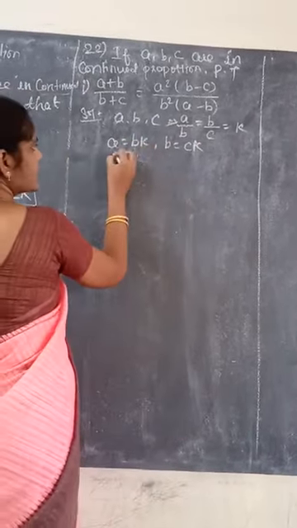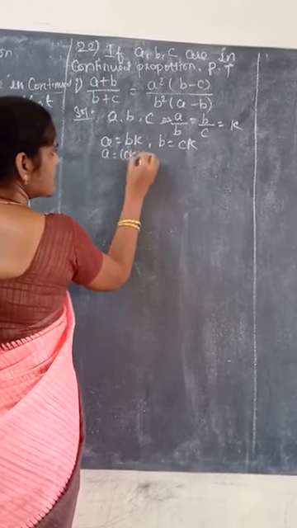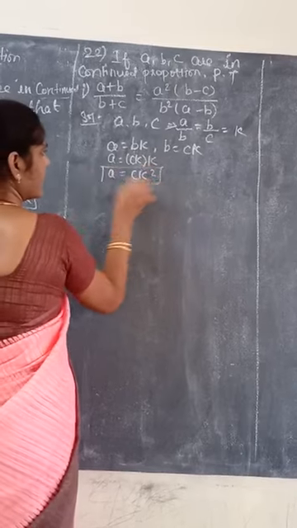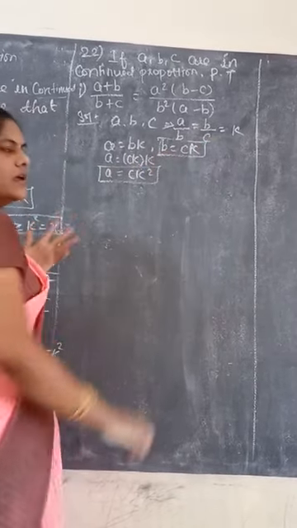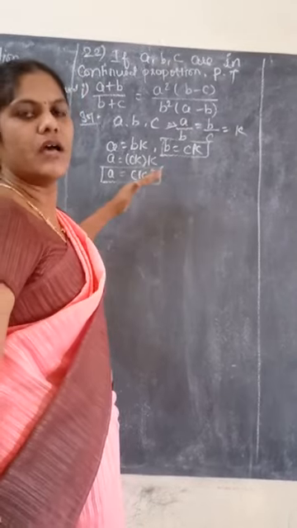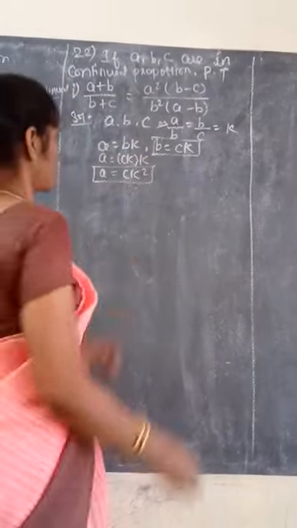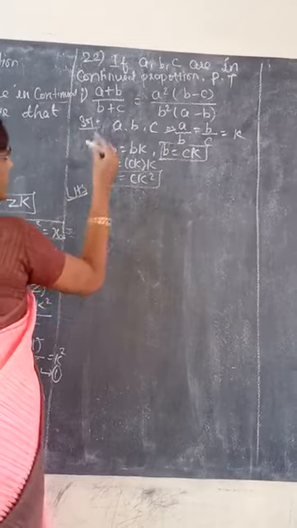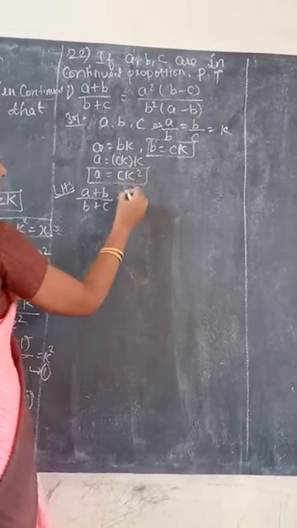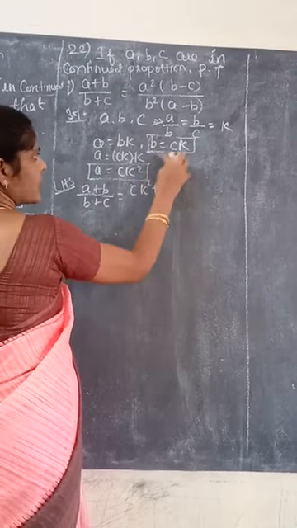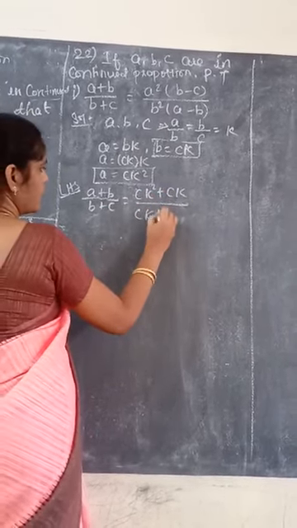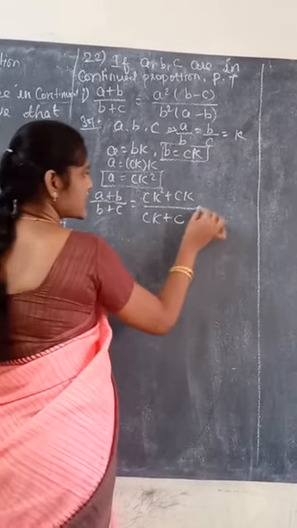So what is b value? c k. a equal to c k into k. So c k squared is equal to a. What is b? c k. We did the previous sum in the same formation. Now we are going to substitute this a and b in the given question. So what is the left hand side? (a plus b) divided by (b plus c). What is a? c k square plus what is b? c k, divided by what is b? c k. What is c? We don't have c, so c is common.